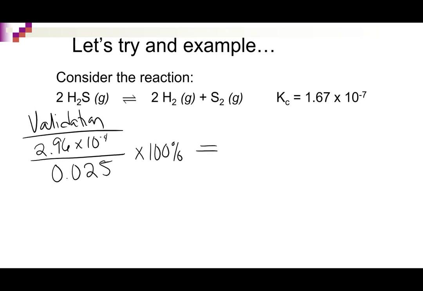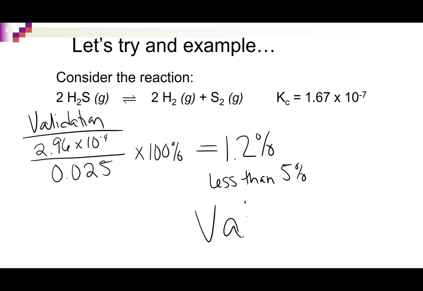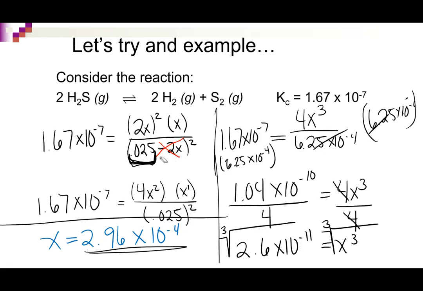And we're going to see if this is valid. So 2.96 times 10 to the negative 4th divided by 0.025 times 100%. And I get that this is 1.2%, which is less than 5%. So it is valid. So what we just proved is that x is small did in fact work, okay? So let's talk about what x is small means.